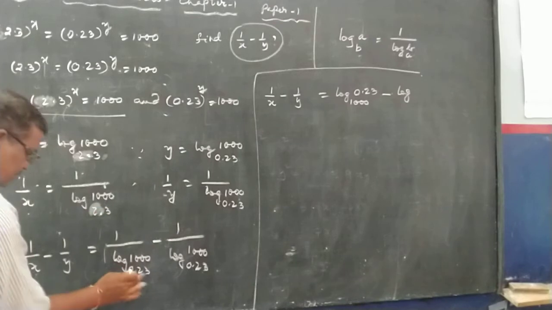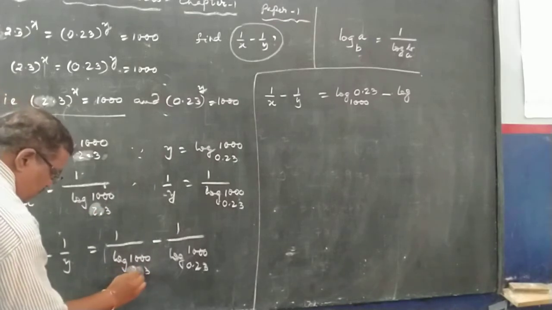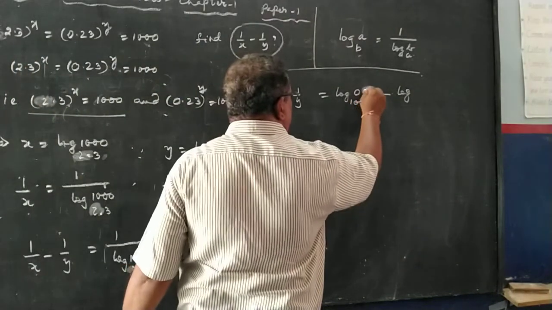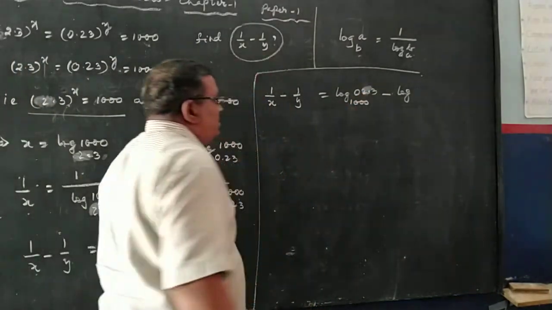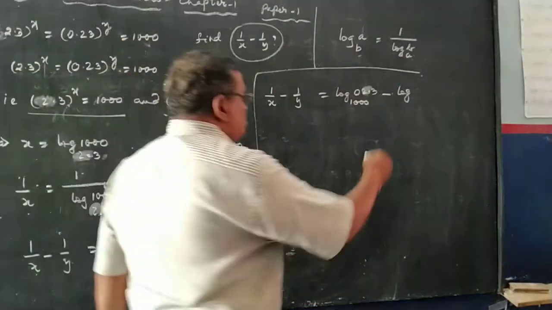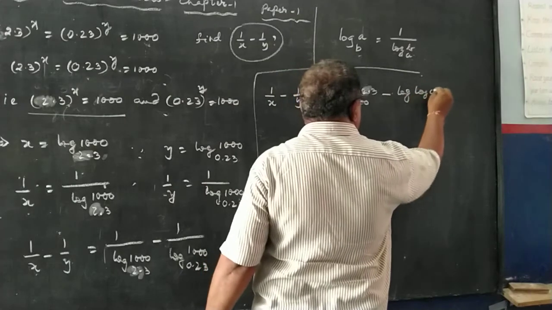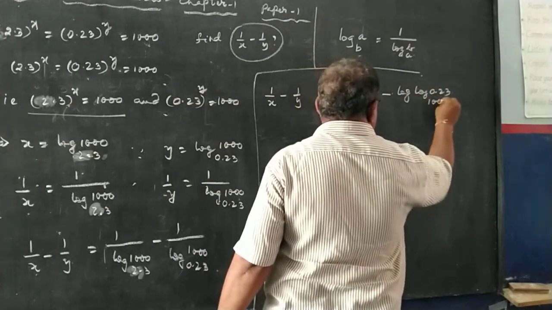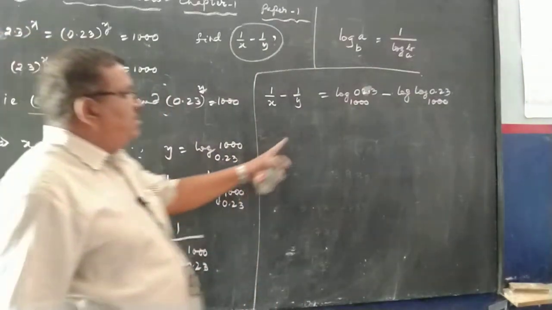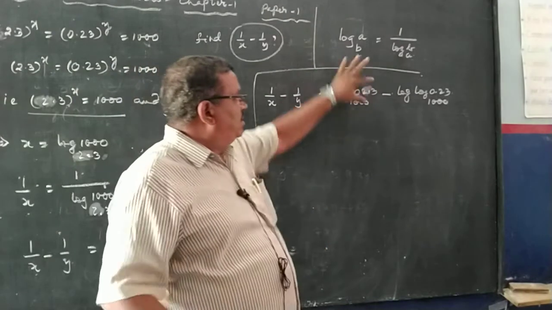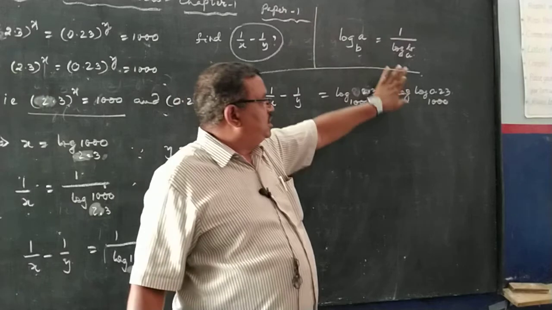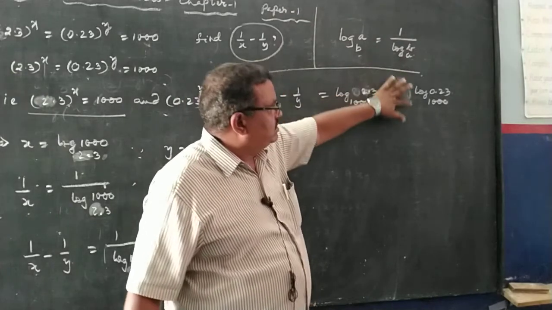So that I can replace once again. Observe this one. This is also log 2.3 base 1000. And 1 by y is log 0.23 base 1000. Now, once again, repeat this one. This is log 2.3 base 1000 minus log 0.23 base 1000.